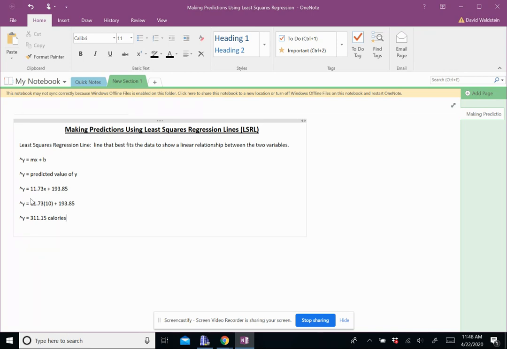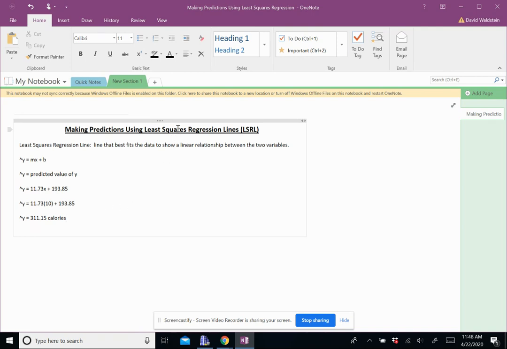Now, does that mean it's going to be exactly 311.15 calories? Probably not, but it's going to be pretty close, most likely, based on the data that we have. So that's what we would use. All right, so that's how we make predictions based on our least squares regression line.